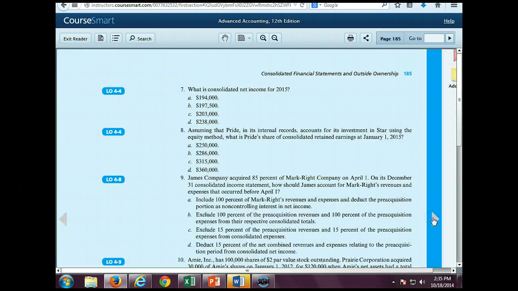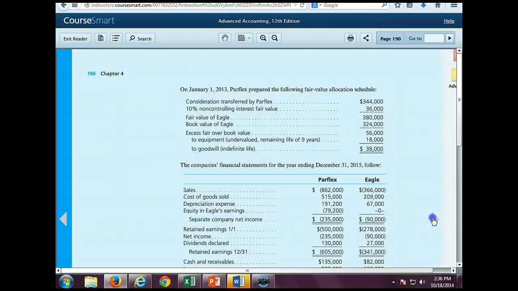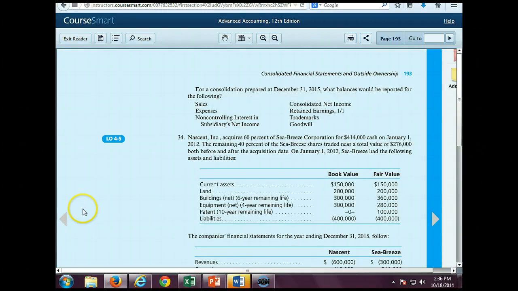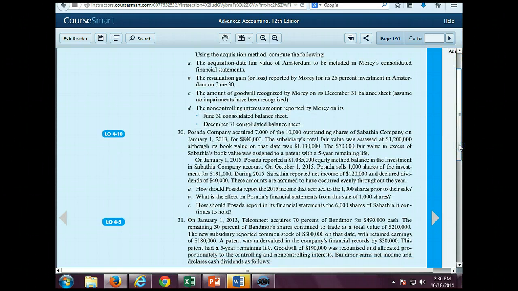Okay, number 30. Number 30. This one is dealing with the sale of a subsidiary. What do we know about a sale of a subsidiary? If you retain the controlling interest, do you show a gain? No. If you lose the controlling interest, do you show a gain? Yes. Okay?